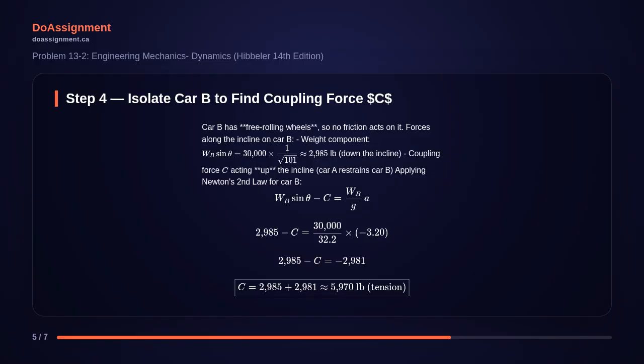Now isolate car B. Since its wheels roll freely, no friction acts on it. The only forces along the incline are its weight component of about 2,985 pounds pointing down and the coupling force C pointing up the incline. Applying Newton's second law for car B, 2,985 minus C equals the mass of car B times the acceleration of negative 3.20 feet per second squared. Solving, C equals approximately 5,970 pounds in tension.